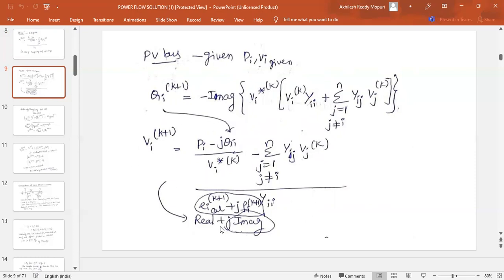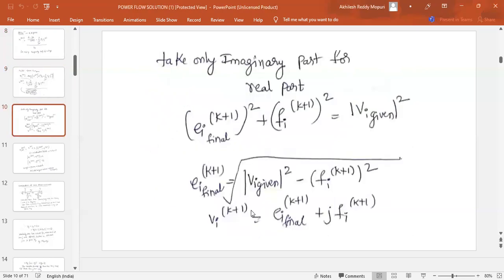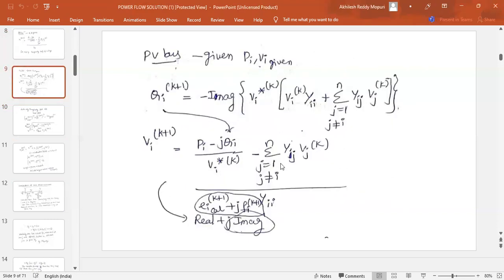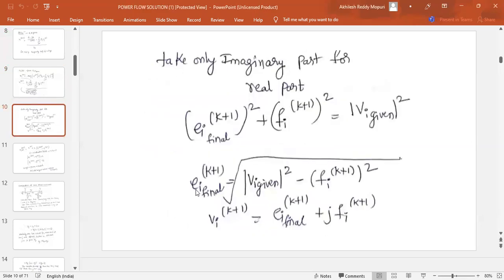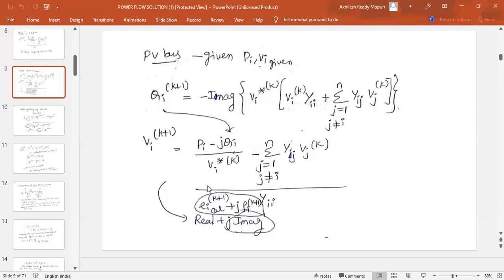Now, you will get a real part and an imaginary part. Let the real part be Ei calculated and the imaginary part be Fi. Now, the imaginary part of the calculated voltage will be the same, whereas the real part should be changed. So the final real part Ei final is equal to the square root of the given PV bus voltage whole square minus the imaginary part whole square, which will give you the final real part, plus j imaginary part obtained here. This is one type of problem.